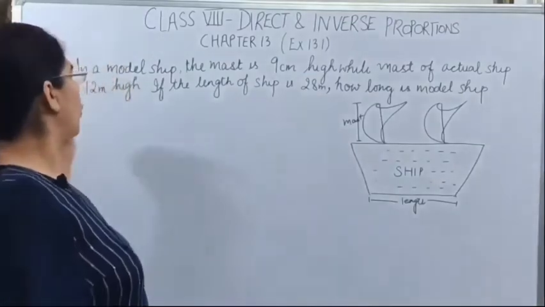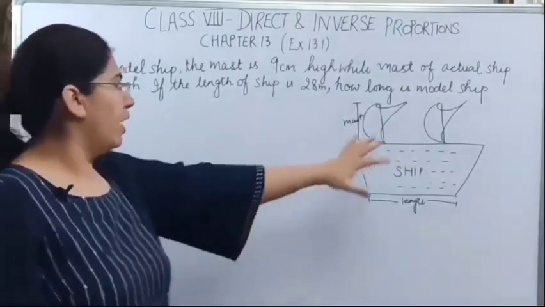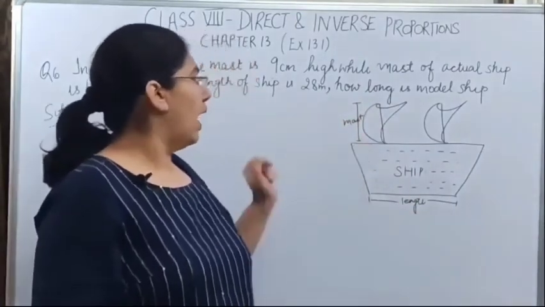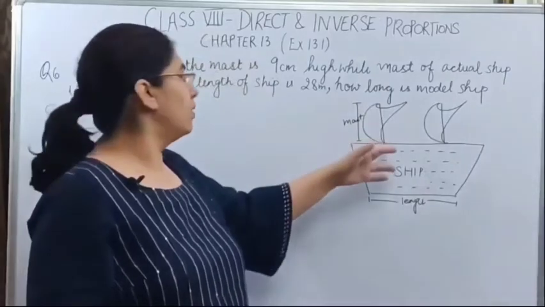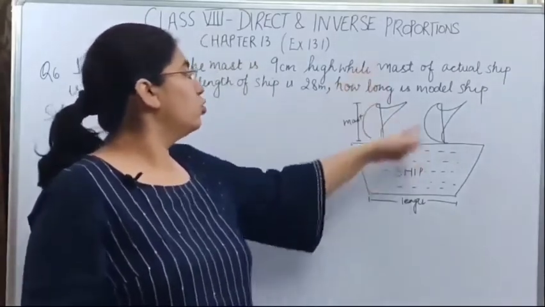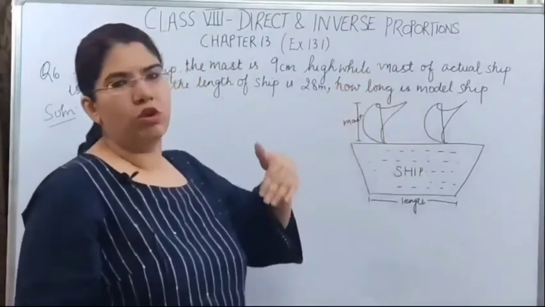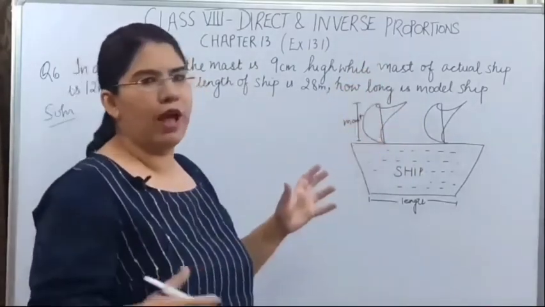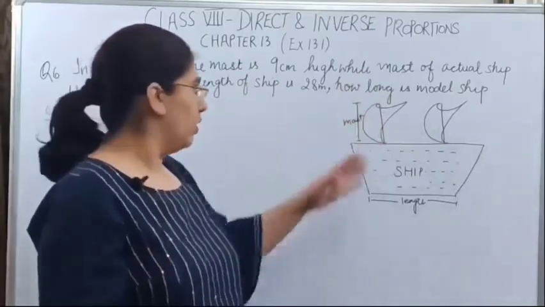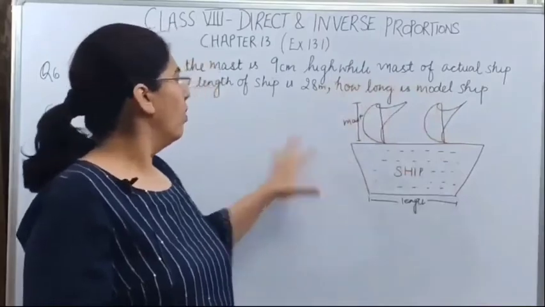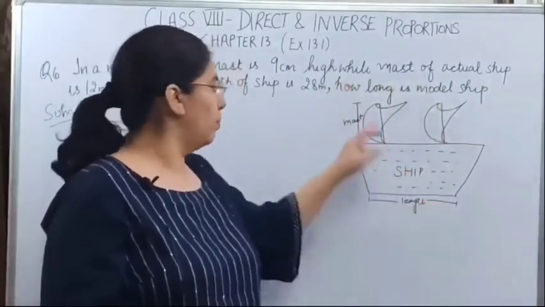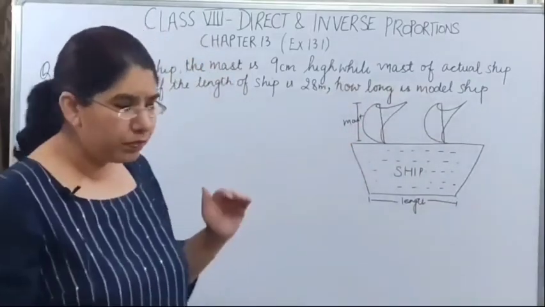So I am trying to draw the ship here. This is the length of the ship, and what are masts? Masts are, if you would have seen in movies and other things, these huge poles which are placed on top of the ship, and they have these flags, and they take the ship in the forward direction. So this is how the ship looks, length of the ship and length of the mast.